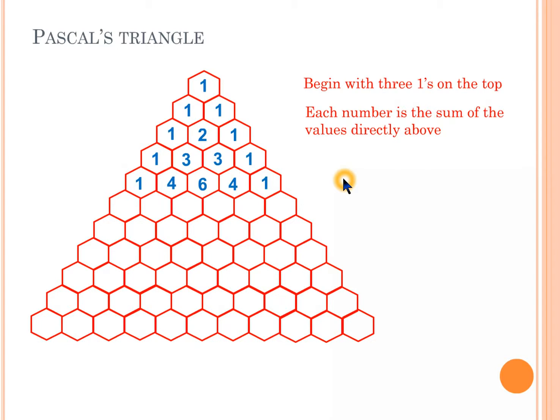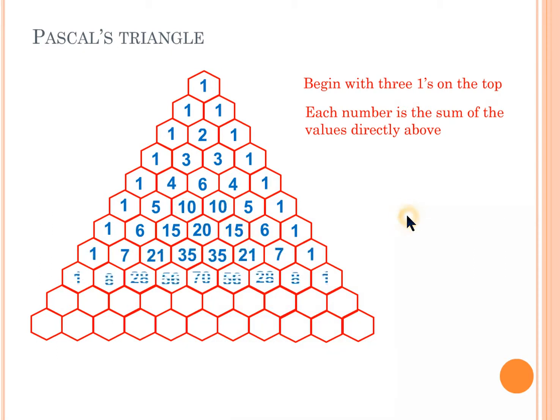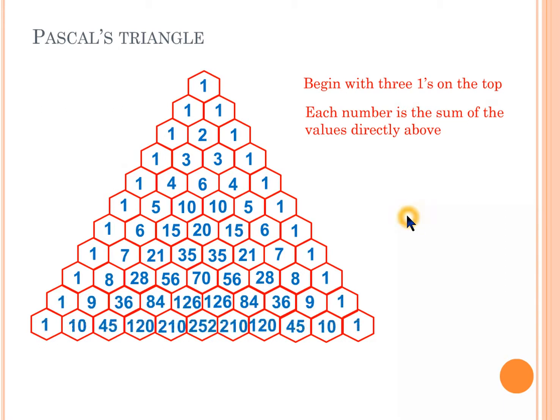I think generating the rest of the triangle won't be too hard, so let me quickly generate the numbers here. 4 plus 6 is 10, 6 plus 4 is 10, 4 plus 1 is 5, 1 on the outside. Then we get 1, 6, 15, 20, 15, 6, and 1. So 10 and 5 would be 15, 10 and 10 will be 20. There's the next row, the next row, and the next row. So this is Pascal's triangle. For today's lesson, we'll be using this to solve some of the counting problems that we encountered early in this chapter. And then we'll use Pascal's triangle for the next lesson as well.